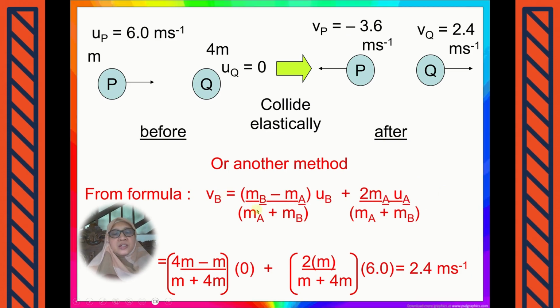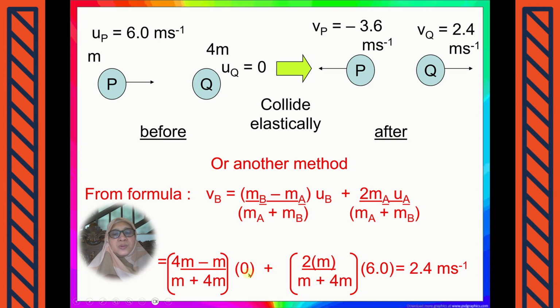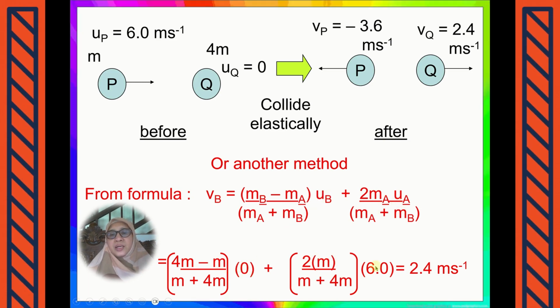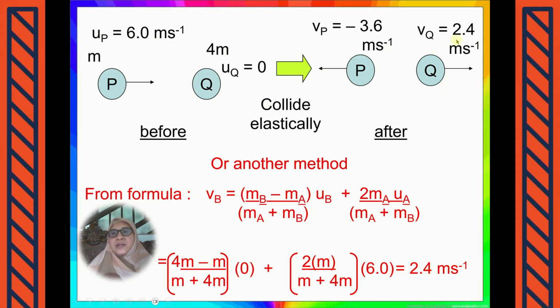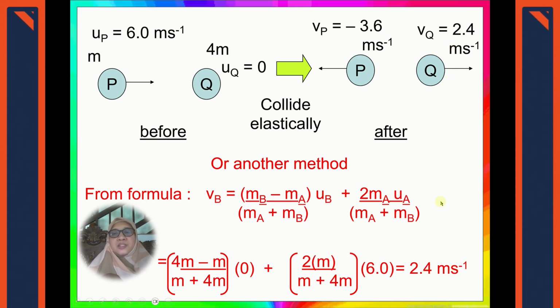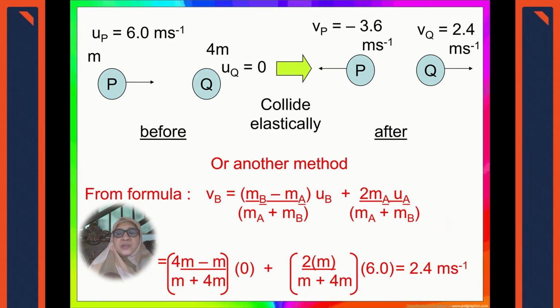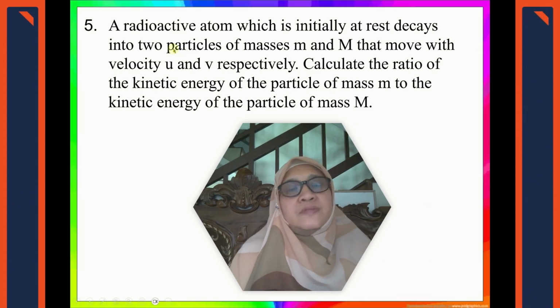So for the VB, you substitute the value for M and M into here. Okay, so UB is 0. Then UA is 6. You get VB 2.4 meter per second. Okay, also same answer as the previous method. So there are two methods you can use. Okay, now we go to question 5.